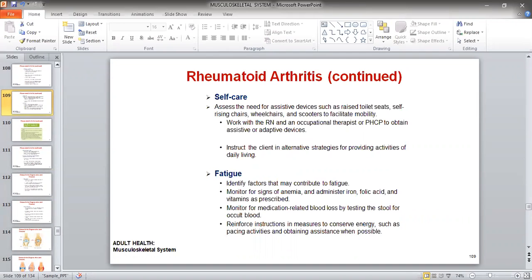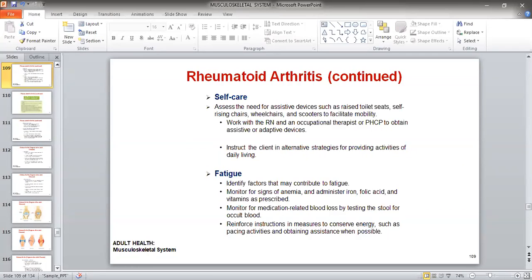And what next? Usually, self-care is important. Self-care, I said, assistive devices such as a raised toilet seat, self-rising chair, wheelchair can help and it is safe. Also work with the RN, and the occupational therapist can help them. Instruct the client in alternative strategies for providing activities of daily living.